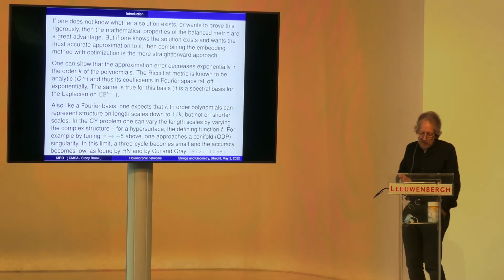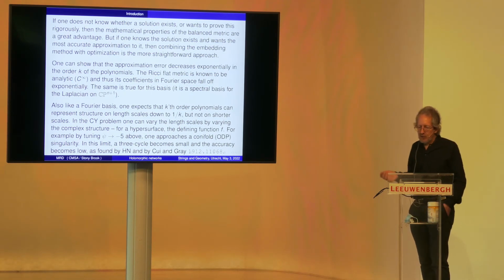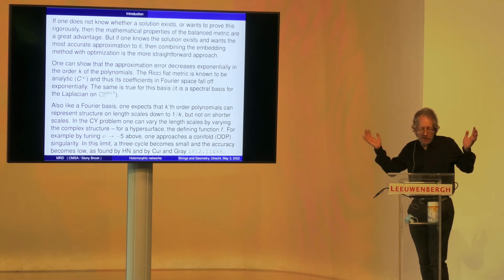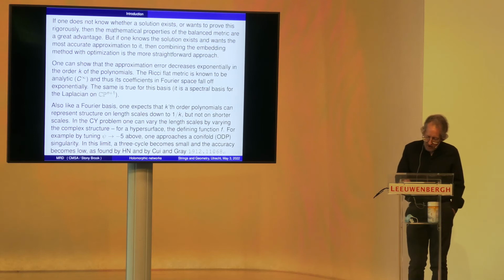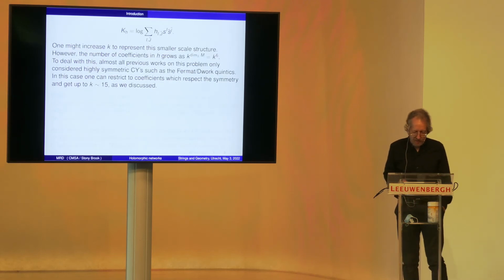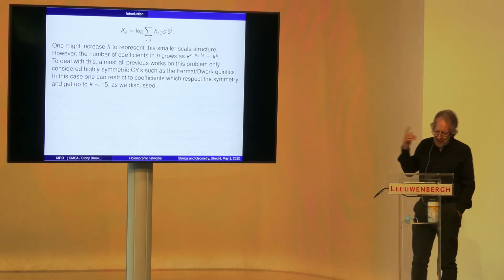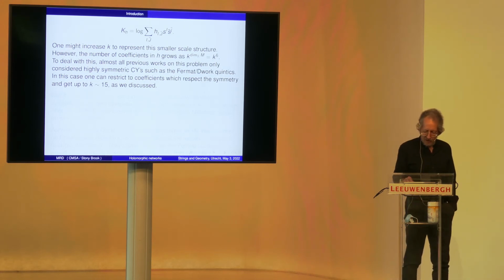And then clearly, by varying the complex structure, you could make small cycles and produce structure on smaller scales that this method would not be able to see. Okay, so that's a potential problem. And that's the problem that we'll find there's an interesting machine learning solution to.